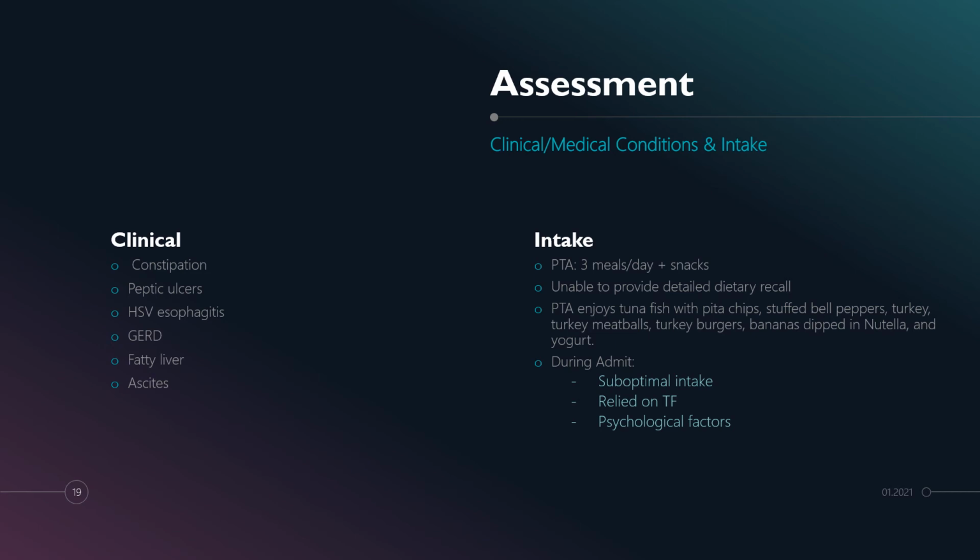So still going on with the assessment here, we have the clinical and medical conditions and intake that I'll go over briefly. As I mentioned before, there are a variety of pre-existing GI complications that MTL presented with. This was the constipation, the peptic ulcers, the pancreatic cysts, the esophagitis, the GERD, fatty liver, and the ascites. Her nutritional status prior to admission, as I stated, was optimal, and she reported an adequate intake, eating 3 meals a day plus snacks. However, we were unable to calculate the actual percentage of calories and protein that MTL was consuming.